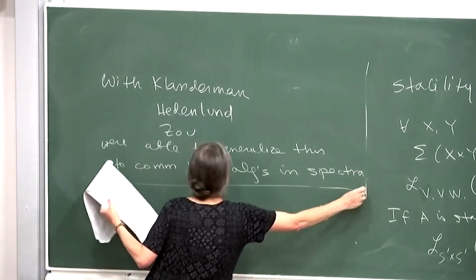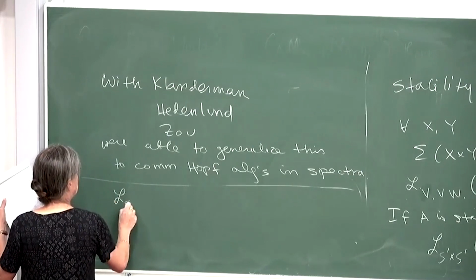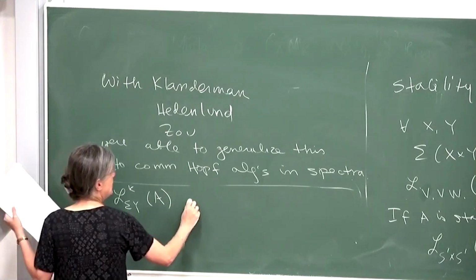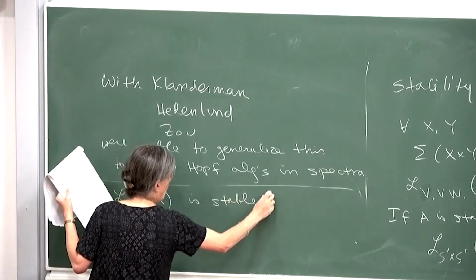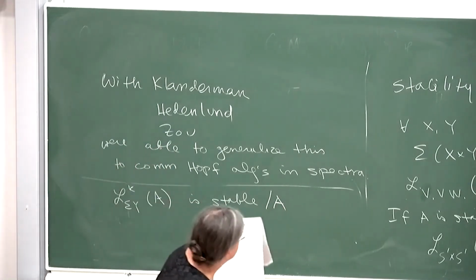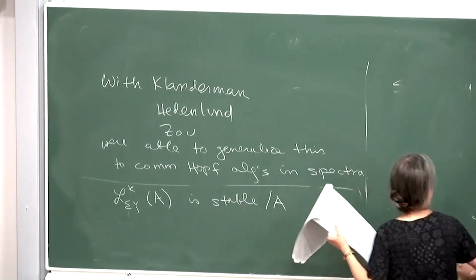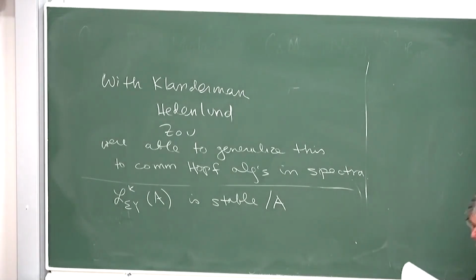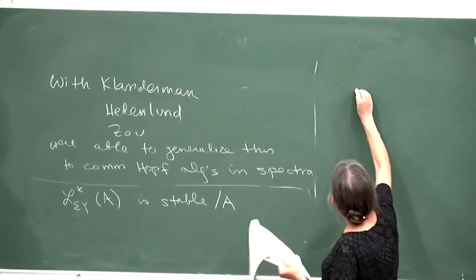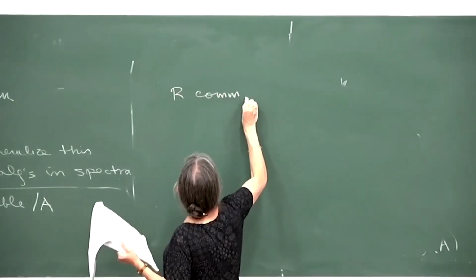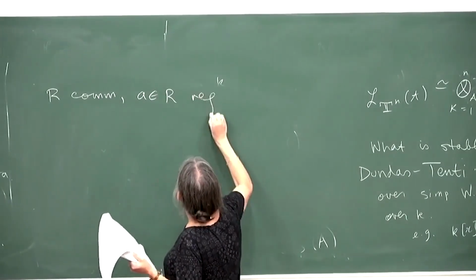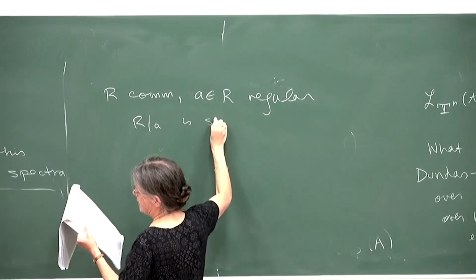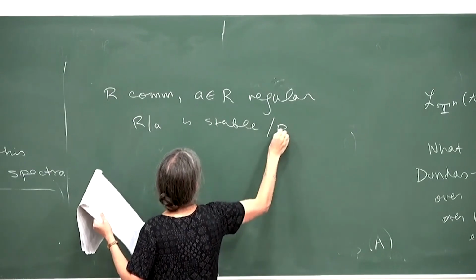And here's some more good cases. If we take the Loday construction over suspension, this is stable over A. And other cases: if R is commutative and A in R is regular, then R mod A is stable over R.